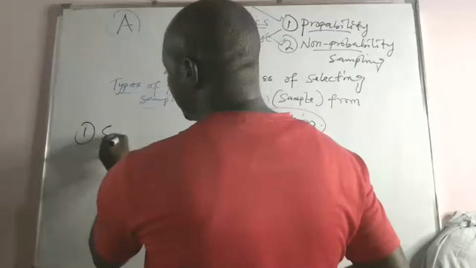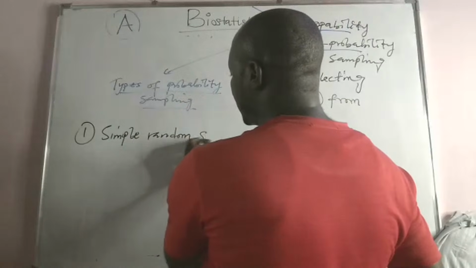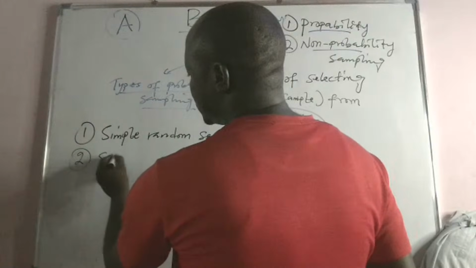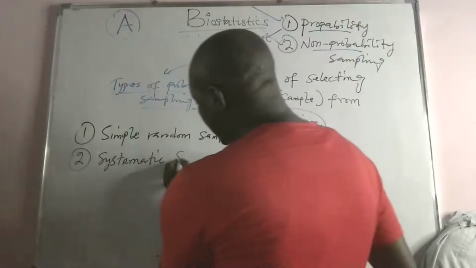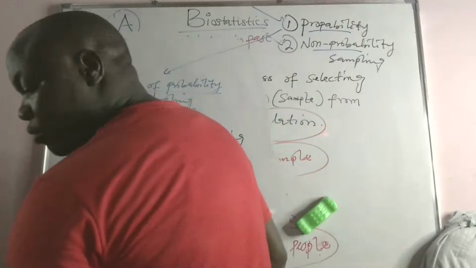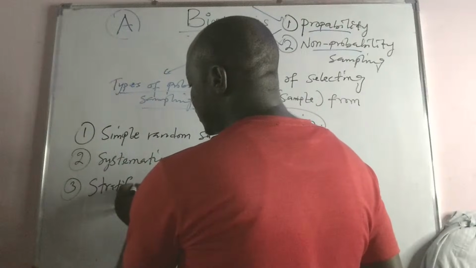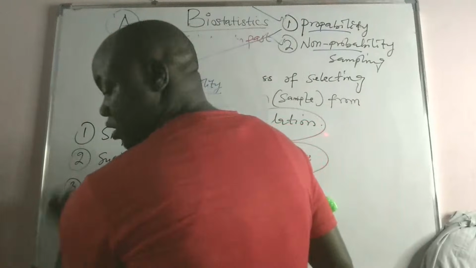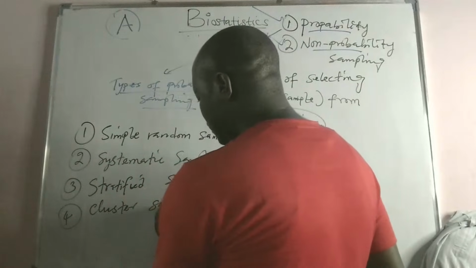So we have what we call simple random sampling. Simple random sampling, and then we have systematic sampling. And then number 3, we have stratified sampling. And then number 4, we have cluster sampling.